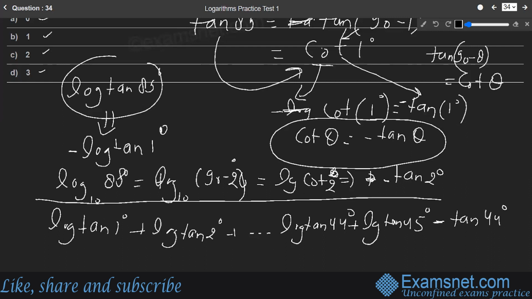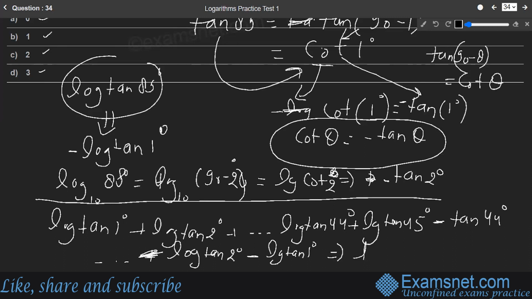So all these terms would start cancelling. The second last term that you would have left out would have been minus, not plus, minus of log tan 2 degree, and the last term would have been minus of log tan 1 degree. So clearly you can see each and every term is getting cancelled by the minus sign, except for the term log tan 45 degree.